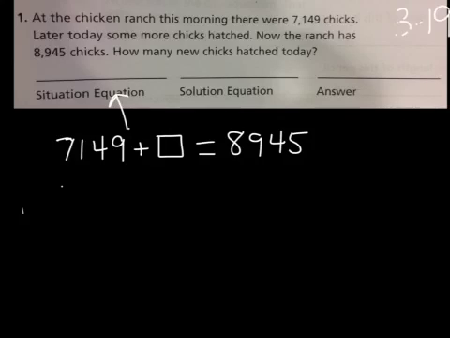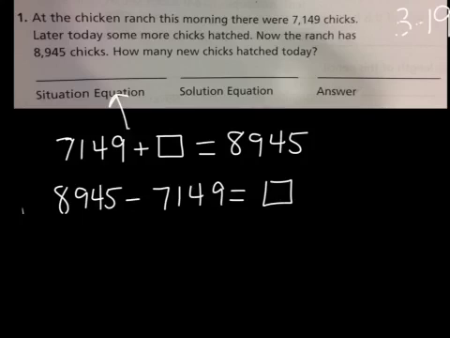The solution equation is just switching it so that the unknown is the answer. So we would take this and we'd say 8,945 minus 7,141 equals whatever. I guess we could say C for chicks. And that's our solution equation, and then all you have to do is take those two numbers and subtract them to find your answer.